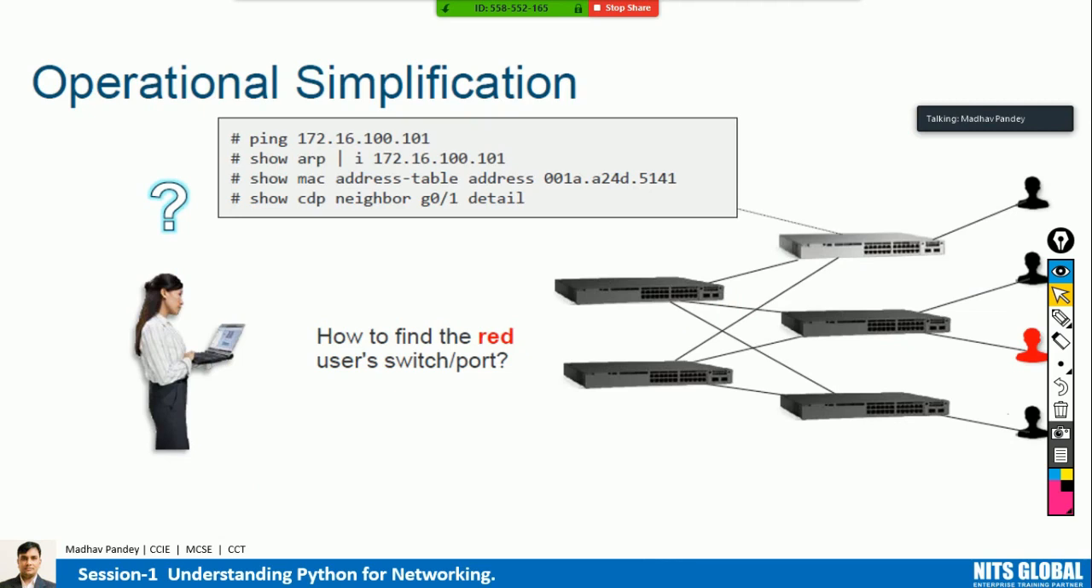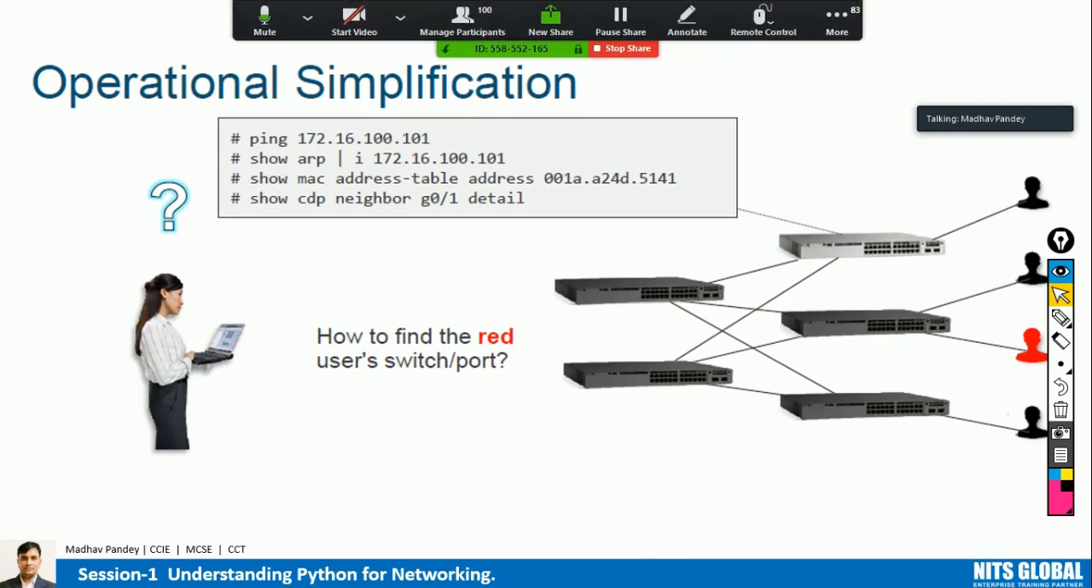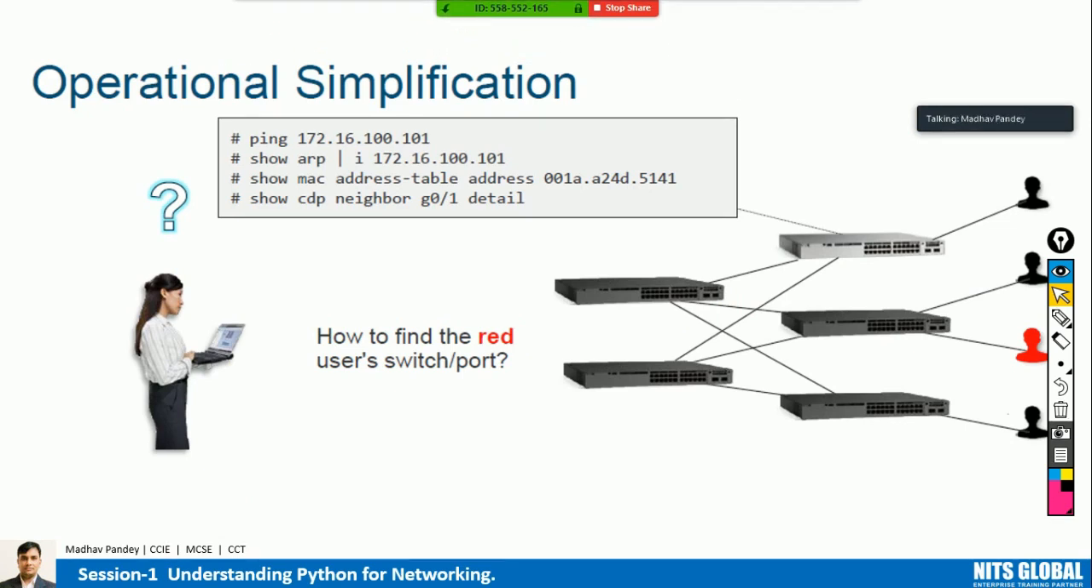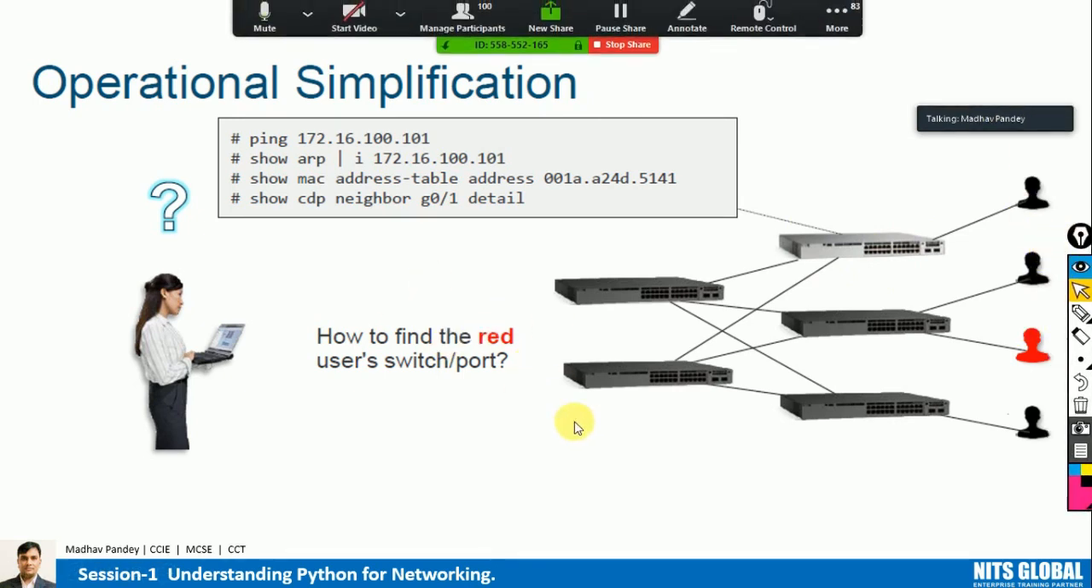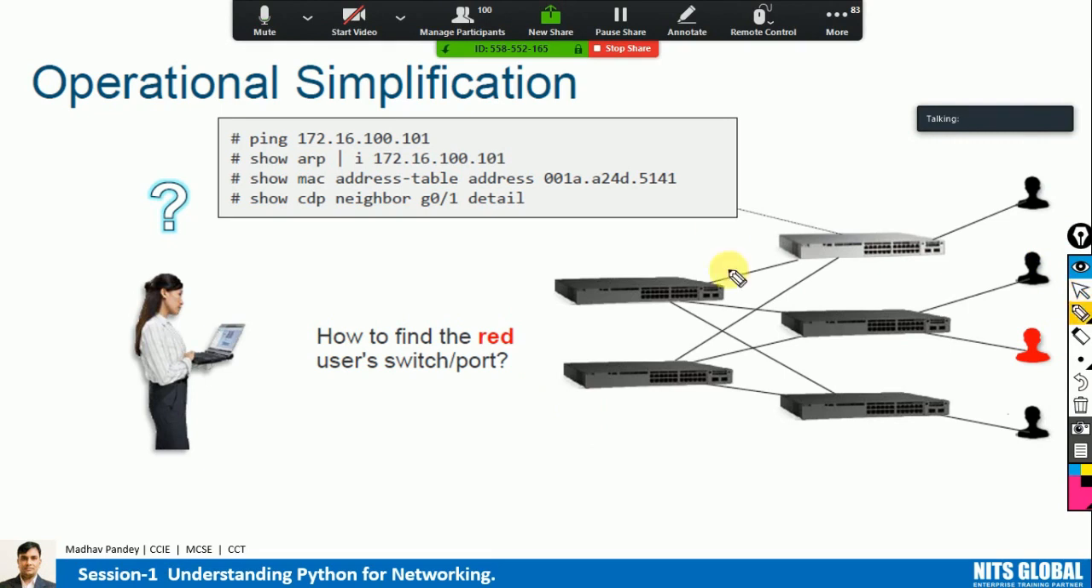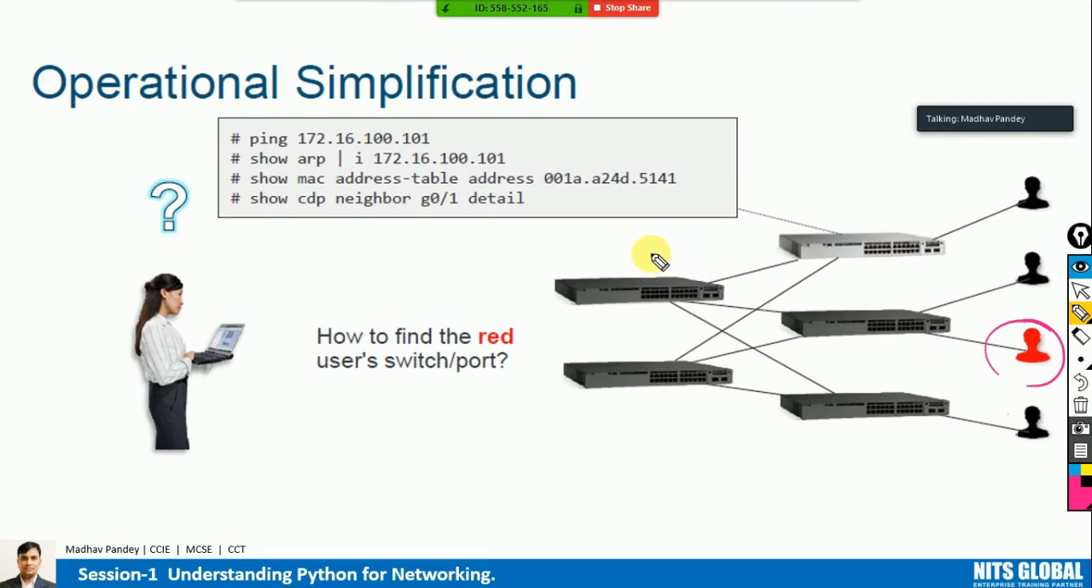All right. Now, the next reason is operational simplification. While using Python, we can make our operations very simple, very simplified. Now, giving you an example. Let's see, you have this network, and in this network you need to find a user, this user. You need to reach this particular user.